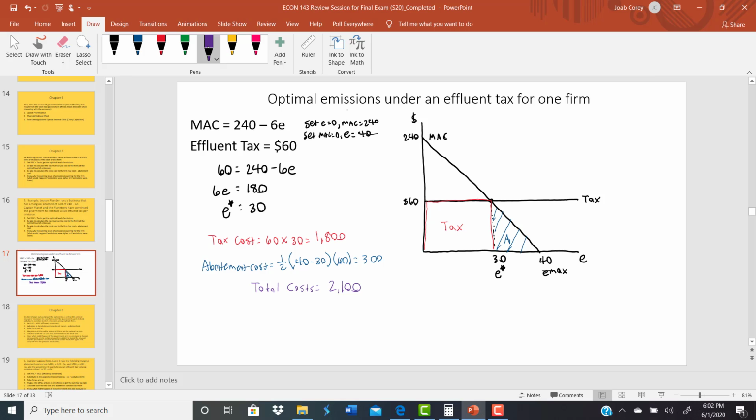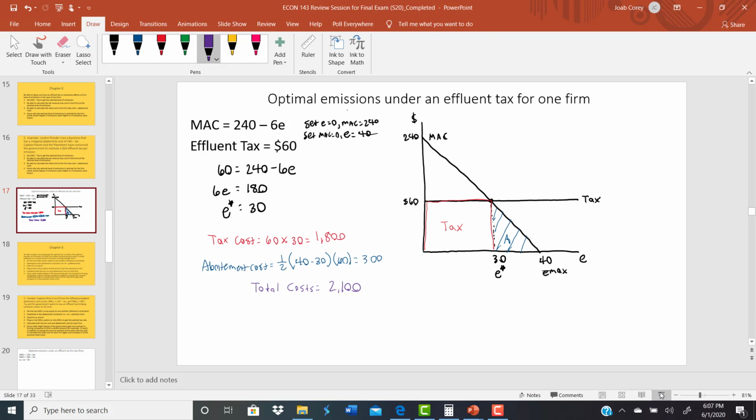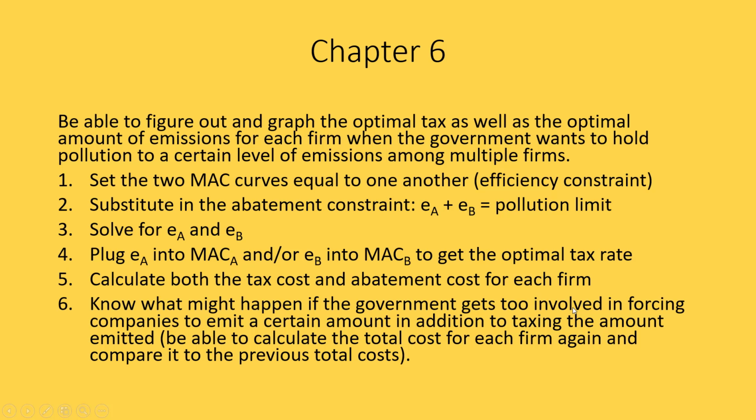So again, be able to do that for one firm, or be able to do that for multiple firms, should you have to do so. We talked about how to calculate out the effluent tax and total cost for each firm in a case of multiple firms under this policy. So be able to figure out and graph the optimal tax as well as the optimal amount of emissions for each firm when the government wants to hold pollution to a certain level of emissions among multiple firms. Remember that involves setting the two MAC curves equal to one another, or the efficiency constraint, and then plugging in the abatement constraint, which is just the total pollution limit that the government is going to allow for both firms combined. And then just solve for the optimal number of emissions.